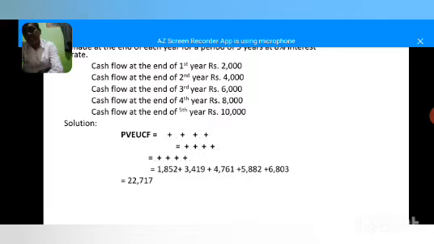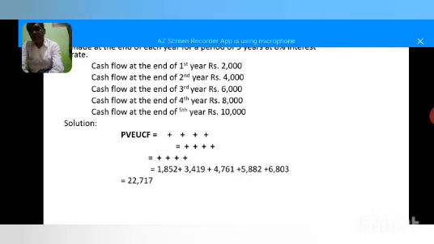So we can understand properly: 2000 is received at the end of the first year, 4000 at the end of the second year, 6000 at the end of the third year, 8000 at the end of the fourth year, 10,000 at the end of the fifth year. Adding these, the five years' future value will be 2000 plus 4000, 6000 plus 8000, 10,000, which nearly gives us 30,000.